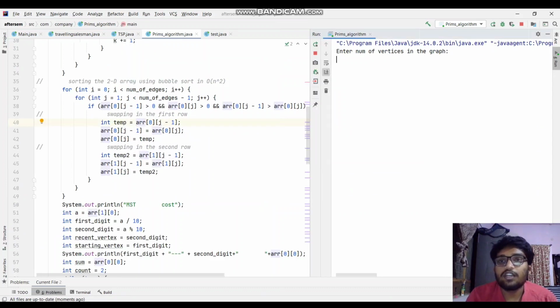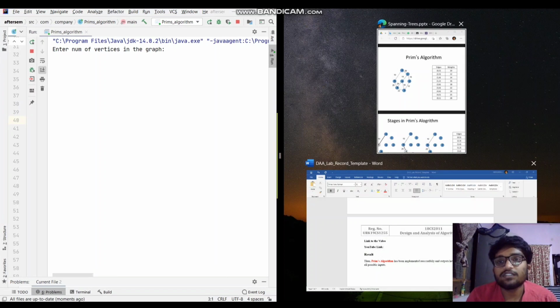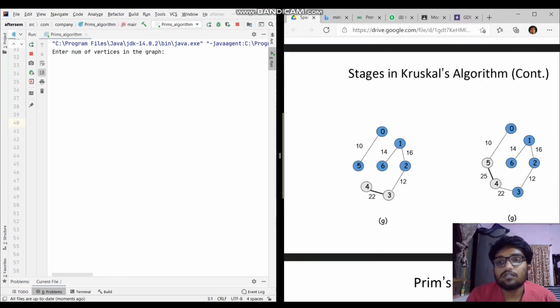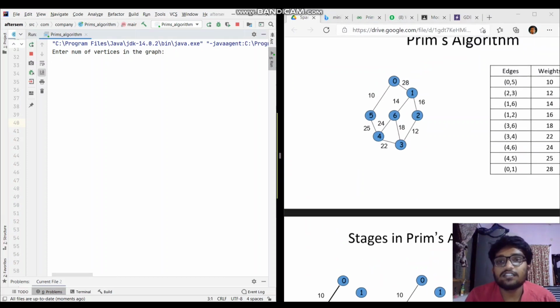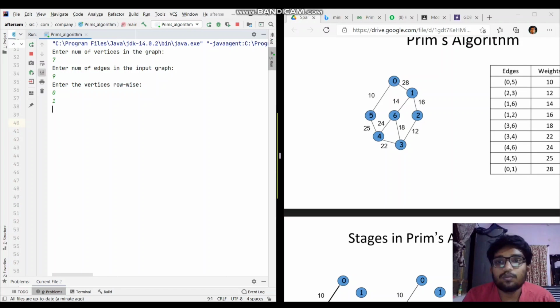Let us go to a particular graph once. For example, consider the graph on the right hand side. It has 7 vertices, and the number of edges in the graph are 1 2 3 4 5 6 7 8, right? 9 edges are there. Now the vertices are 0 1 2 3 4 5 and 6.